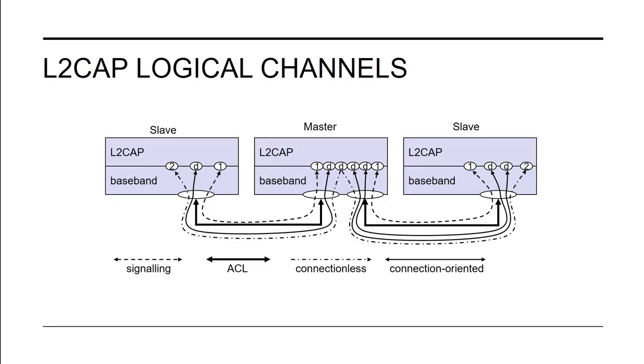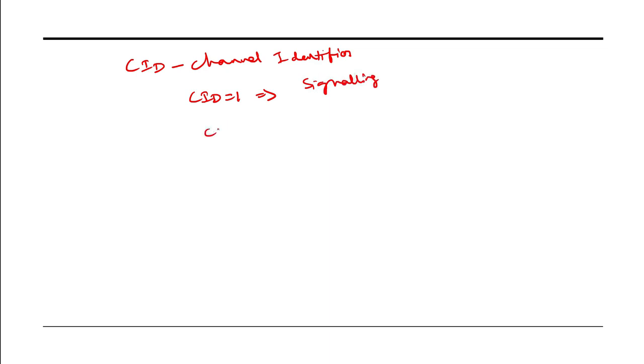So next is your L2CAP logical connections. Before going to the L2CAP logical connections, let me explain the channel identifier and the purpose of using it. CID stands for channel identifier. So how will it identify the channel? When the CID value is 1, it is used for signaling, and the CID value 2 is reserved for connectionless channels.